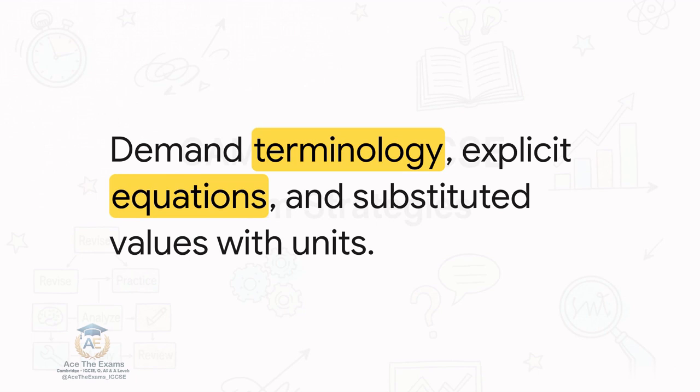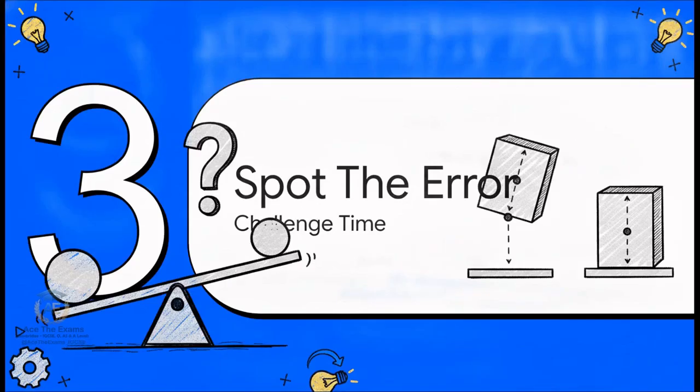That substitution step is your ultimate safety net. Even if you somehow punch the wrong numbers into your calculator under pressure, showing the examiner your substitution with the units will often secure you those crucial method marks. Section 3. The Spot the Error Challenge.